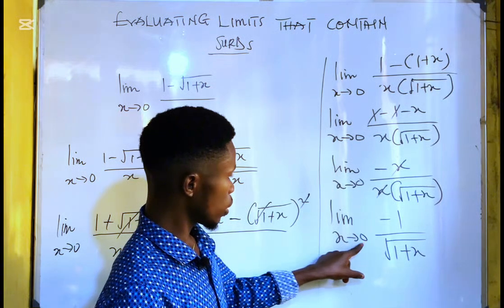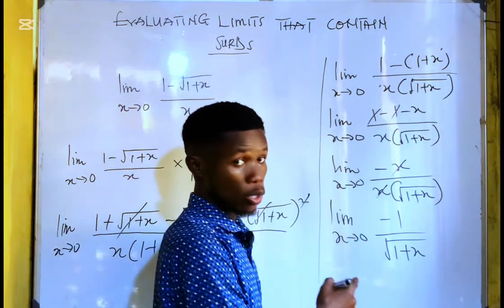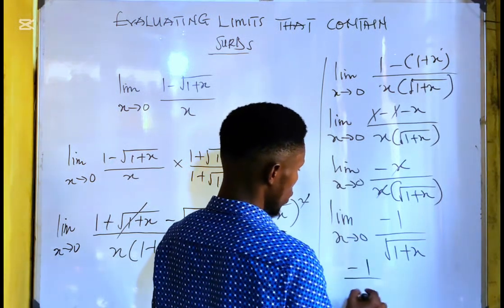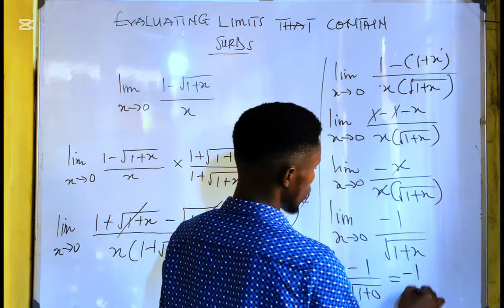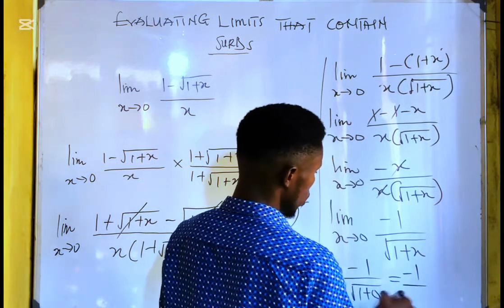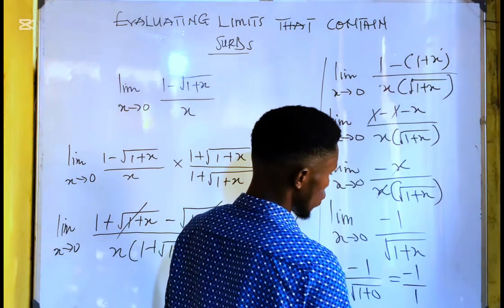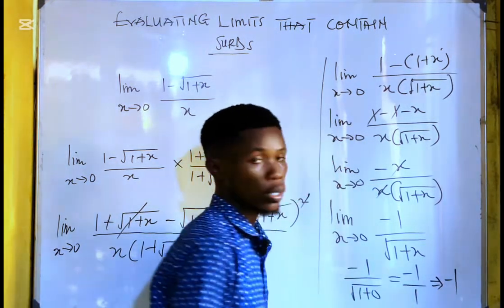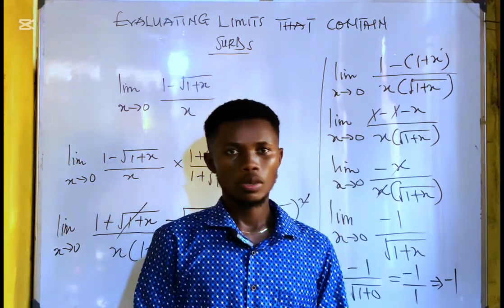Now, if I put 0 here, you realize that I'm doing the substitution straight. The limit of negative 1 will still be negative 1. Square root of 1 plus 0. So that will be negative 1 over 1 plus square root of 1 plus 0. 1 plus 0 is 1. Square root of 1 is still 1. So this will be negative 1. Is that okay? Yes. So that is the answer to that question.